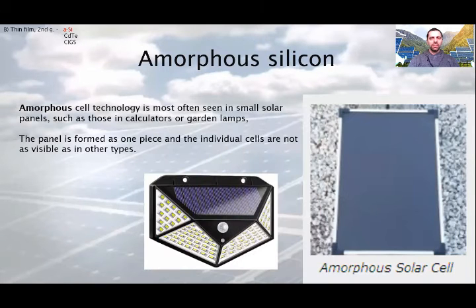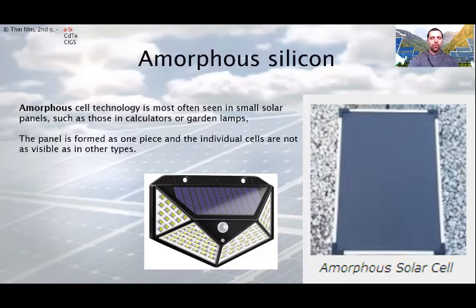The efficiency of amorphous cells is much lower than that of the previous cell types. As a result, they are used mainly in low-power equipment, most often in small solar panels, such as those in calculators or garden lamps. But recently, amorphous panels are increasingly used in larger applications as well.